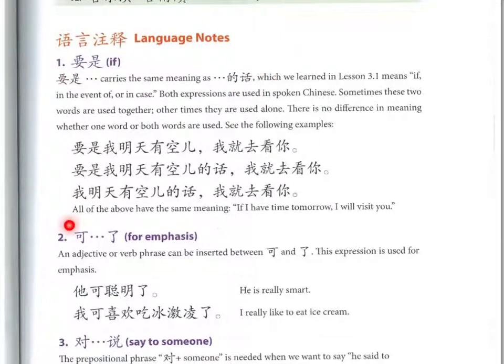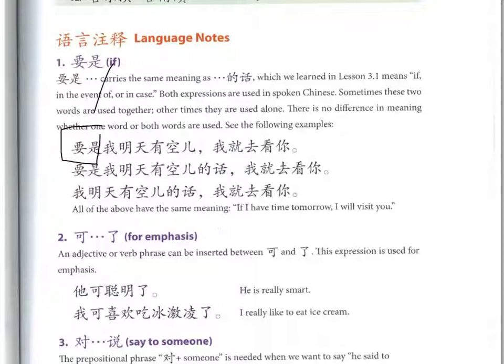We have 3 examples down here that are going to show us that. The first example is 要是我明天有空我就去看你. So if I have time tomorrow, I will go and see you. You will see here that we have 要是 being used independently to mean if.